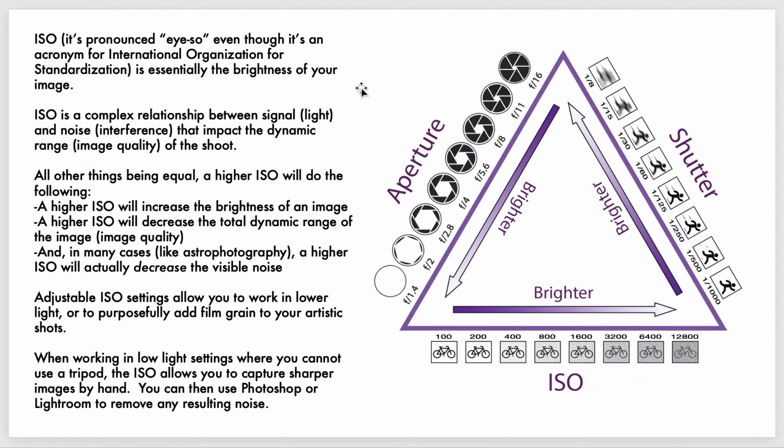I will tell you, most people just automatically don't want to think about it and set it to the lowest possible setting, around 100, and leave it there. And they don't think about it. And in the beginning, that's fine. However, when you start shooting in lower light settings, and you will eventually, you're going to have to adjust your ISO.